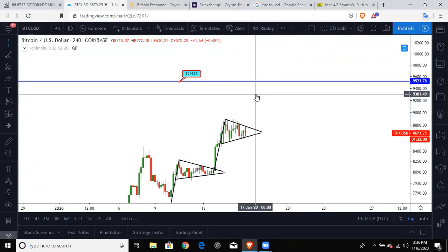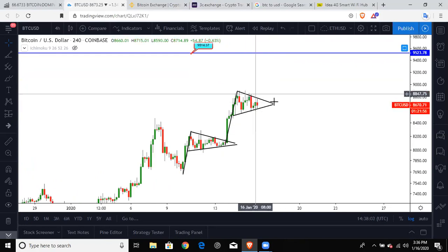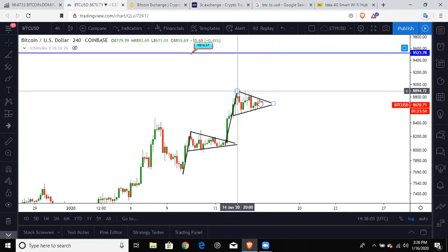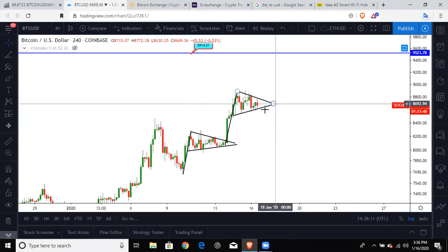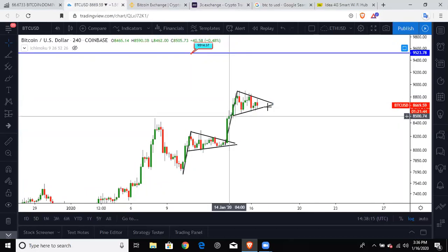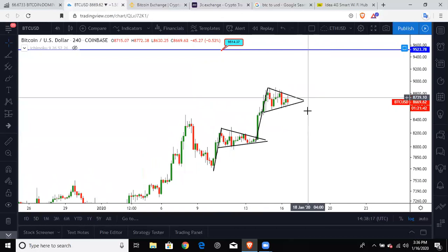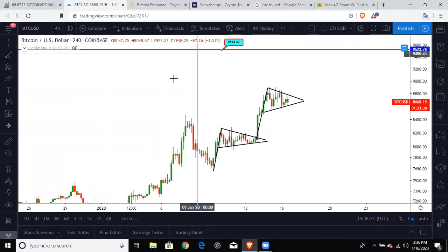So for now, we need to focus on price closing above this down sloping resistance. Inside this down sloping resistance, price is bouncing on this up sloping support. So this is just what I'm looking at on the 4 hours time frame.